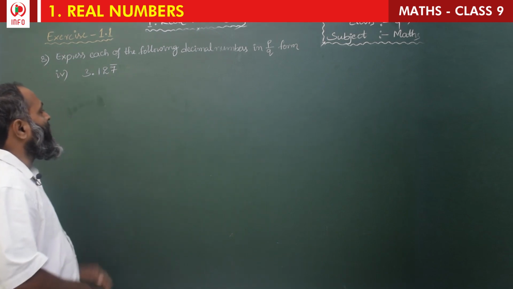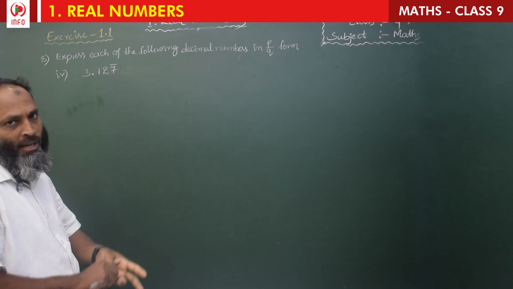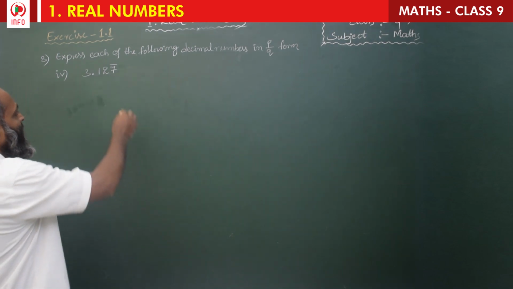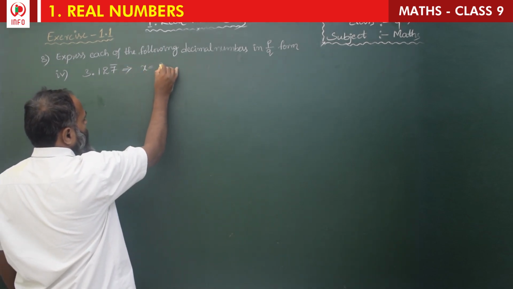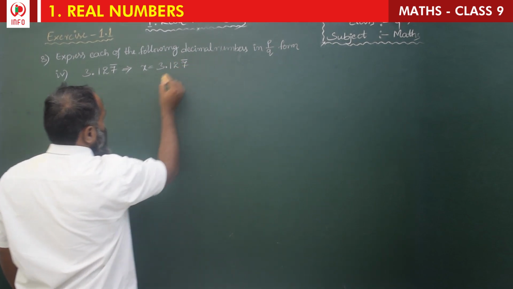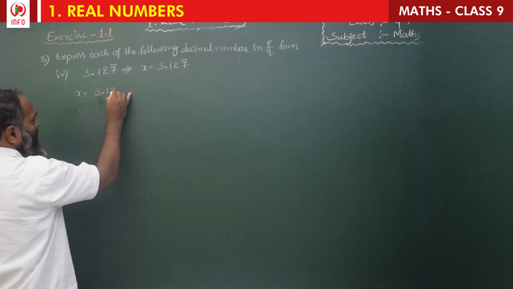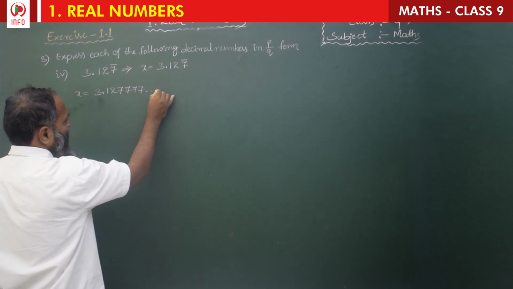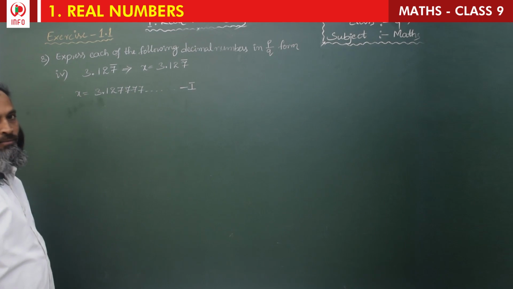But here in this question, 2 digits have no bar and 1 digit has a bar. So if a question is like that, then what to do? See here. Whatever the question is given, first we assume that is x. x is equal to 3.127 bar. So that means x is equal to 3.1277777, it continues infinite times. This you take as equation 1.